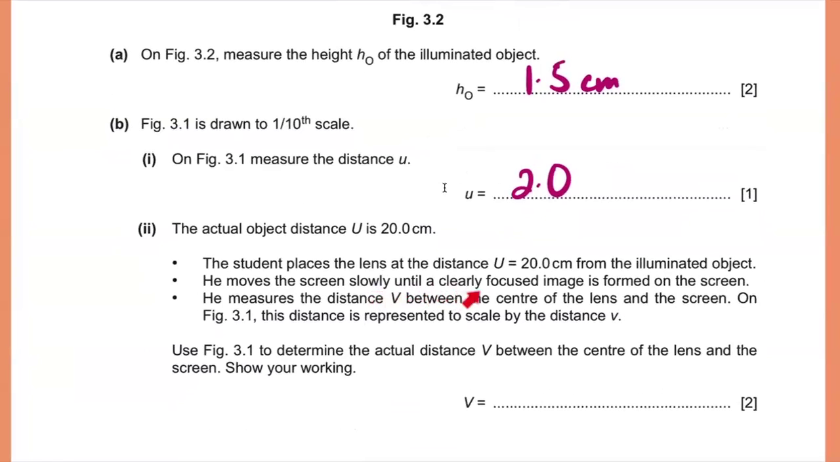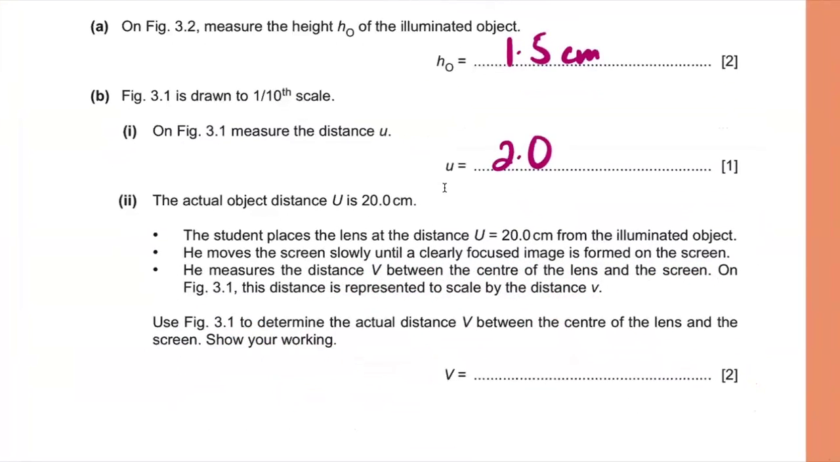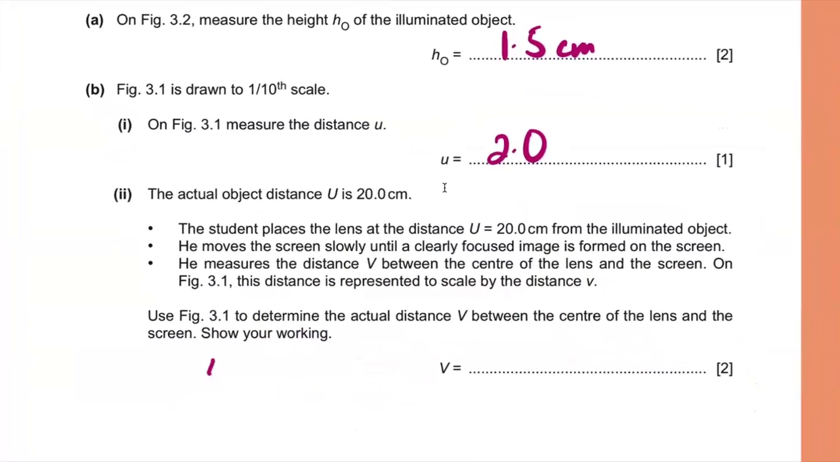He moves the screen slowly until a clear focused image is formed. He measures the distance v between the center of the lens and the screen. On 3.1, this distance is represented to scale by the distance v. Use 3.1 to determine the actual distance between the center of the lens and the screen. Show your working. So this value actually turns out to be 8 cm.